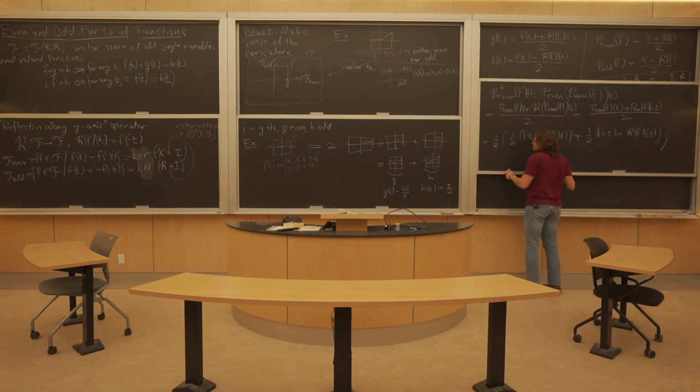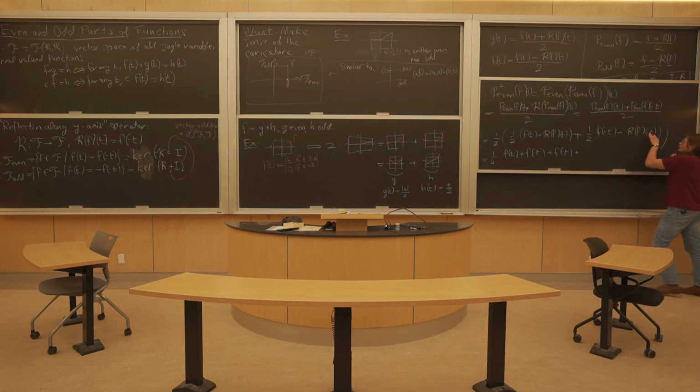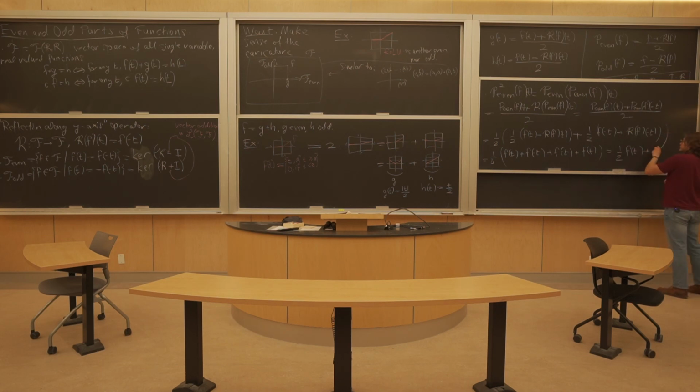Take the 1 over 2's out. That's 1 over 4. So now what do I have? I have f of t plus f of minus t plus f of minus t plus r of f at minus t is the same thing as f of t. Because the point is you put an additional minus in front of the inside of the argument. So you have this. But this is nothing but 1 over 2 times f of t plus f of minus t, which is the same thing as p even of f at t.